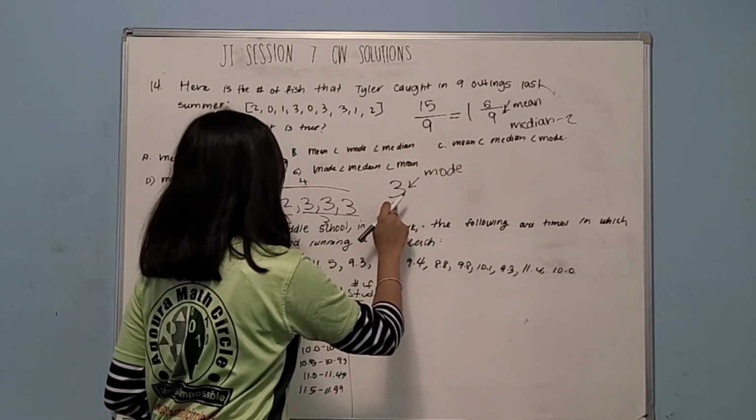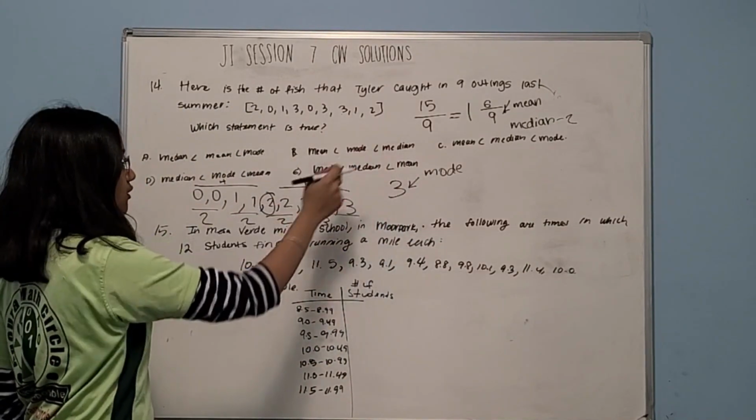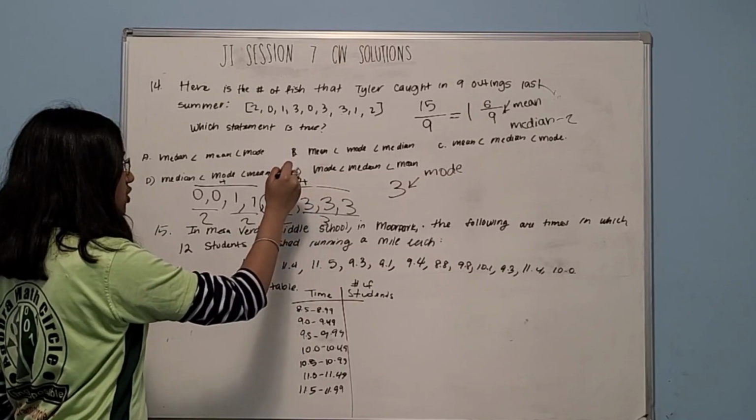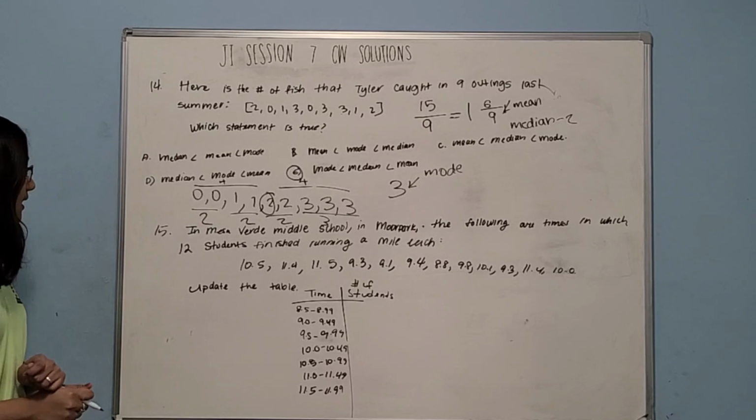So the mode is greater than the median, which is greater than the mean. So the answer is E. And now, moving on to problem 15.